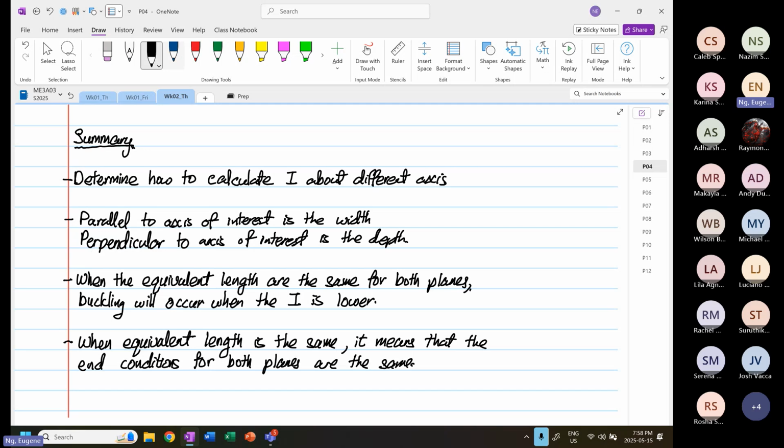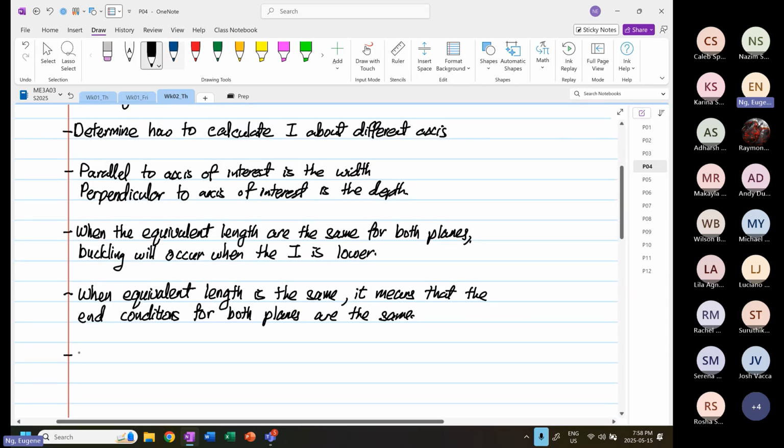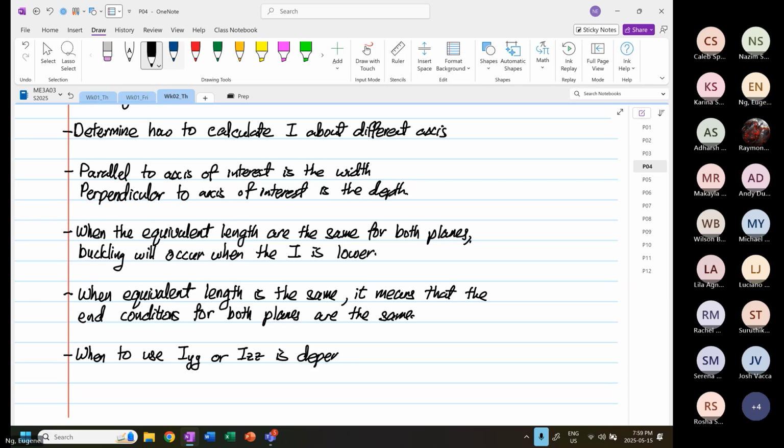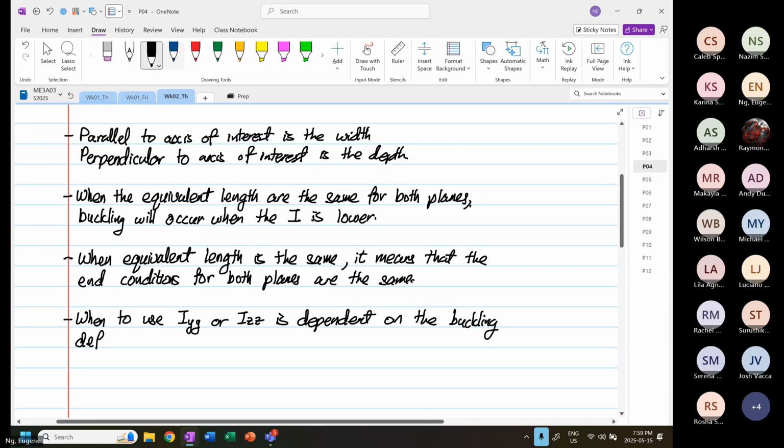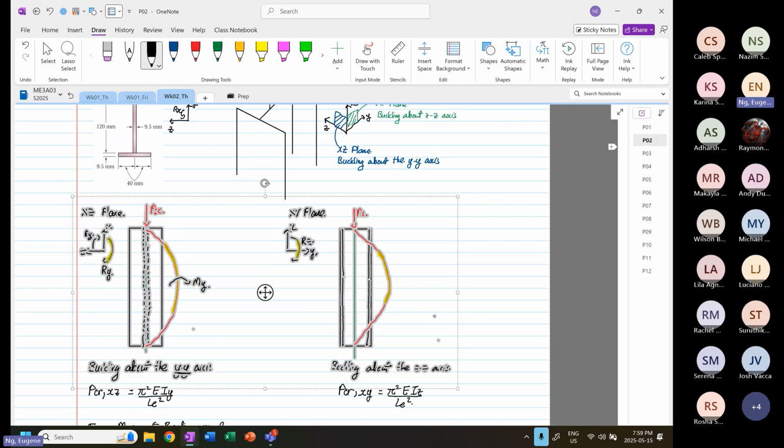Another one: when to use IYY or IZZ is dependent on the buckling deformation curvature. Like what I've shown you before, the part highlighted in yellow. That's what it means.